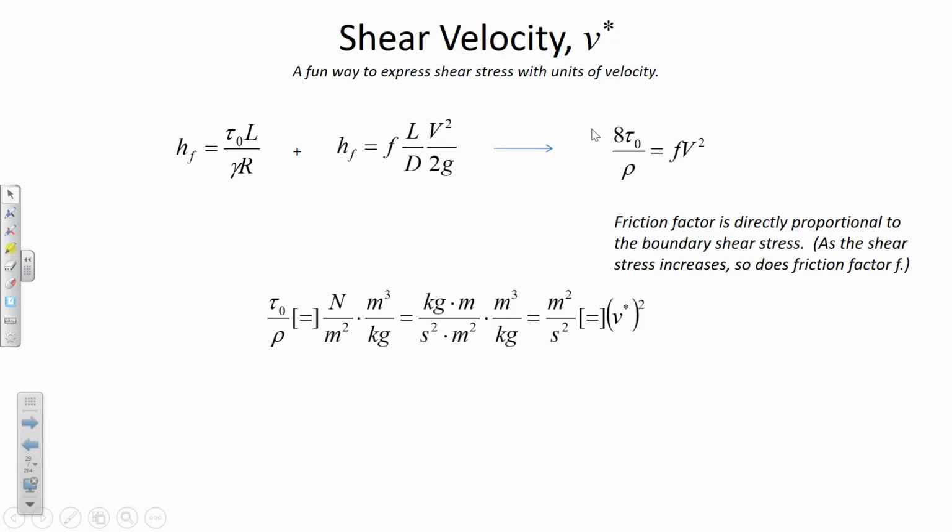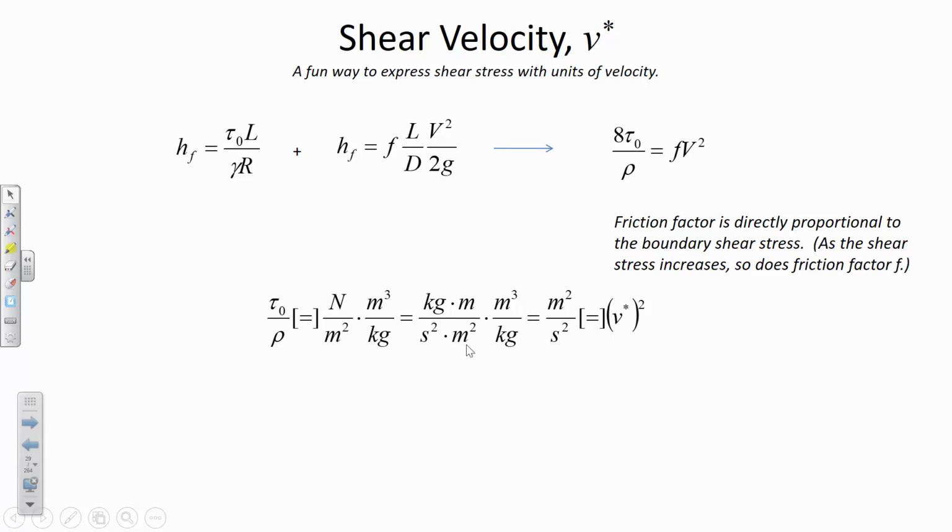Now let's look at the units of shear stress divided by density. The units of shear stress are newtons per meter squared. And then density, of course, is kilograms per cubic meter. And so this term is just inverting, since it's in the denominator. So kilograms per cubic meter. So if we now break down the newtons into its fundamental units, a newton is a kilogram meter per second squared. And then we still have these meters squared from before, so that's what this one is.